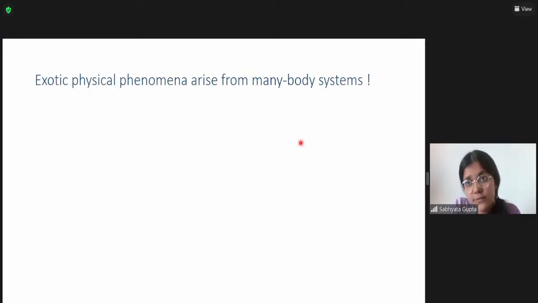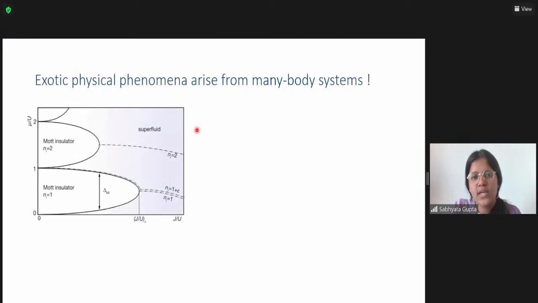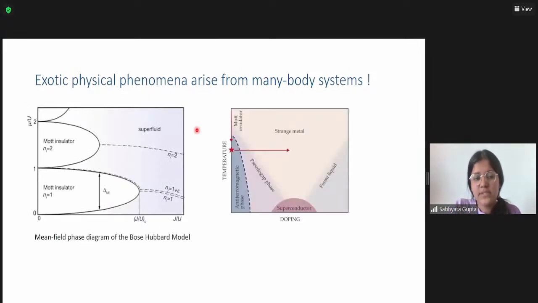Now let's bring physics into the picture. A lot of exotic physical phenomena arise from many-body systems. Like if you remember, the Nobel Prize last time was given for spin glass, and it is studied with a quantum many-body system.